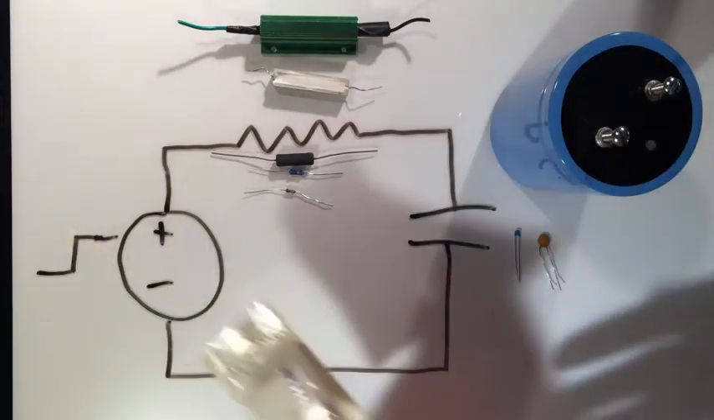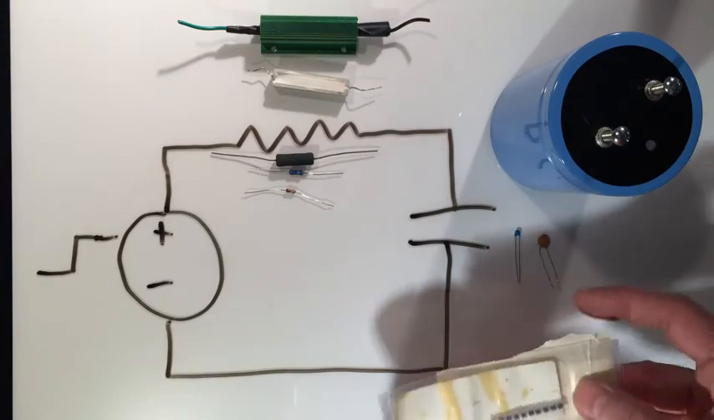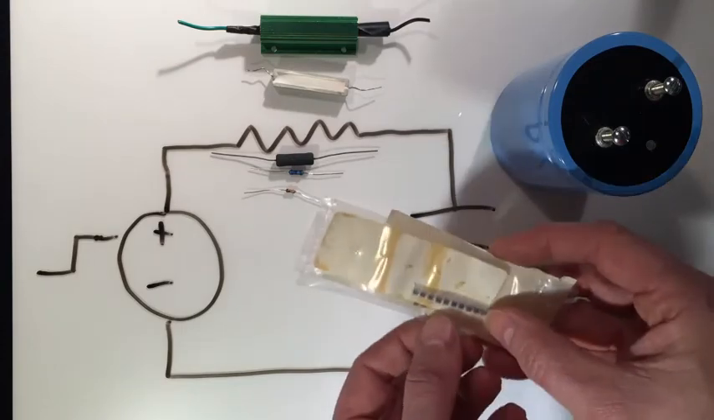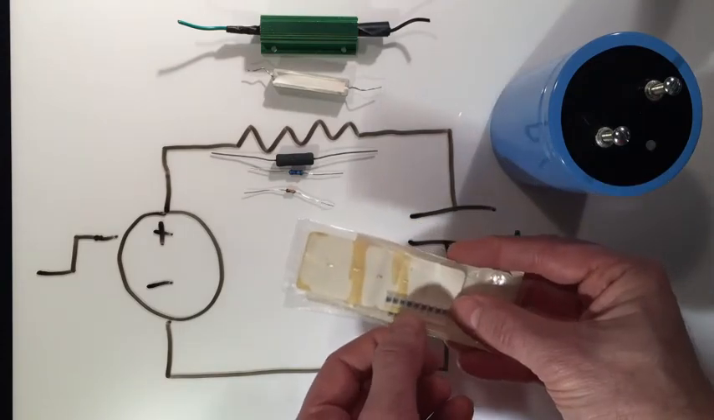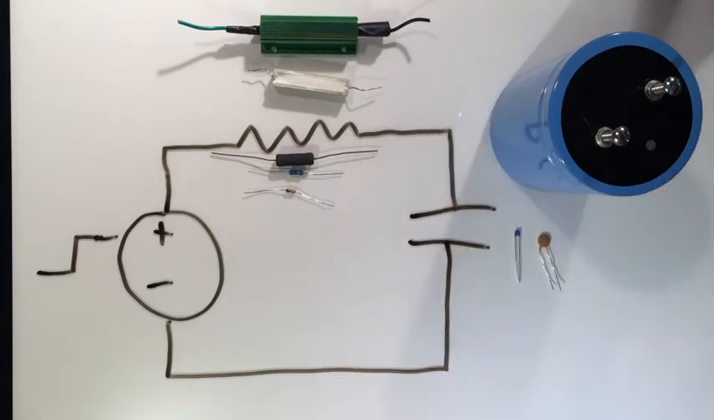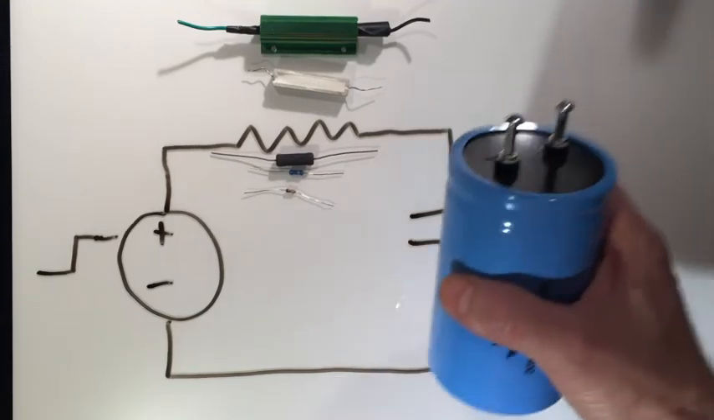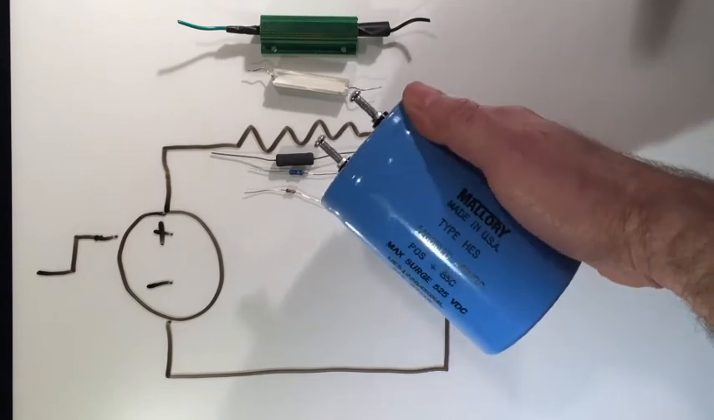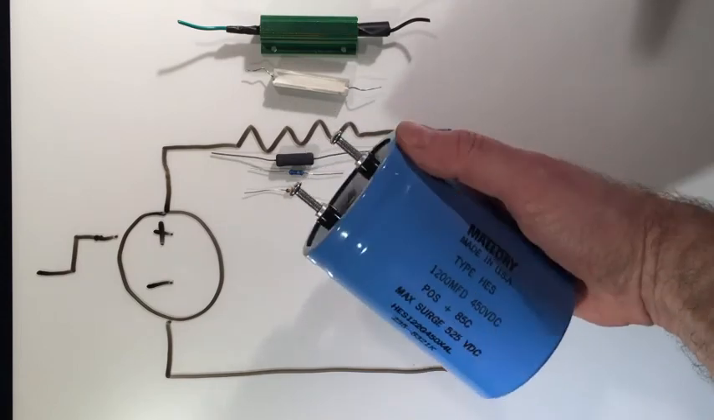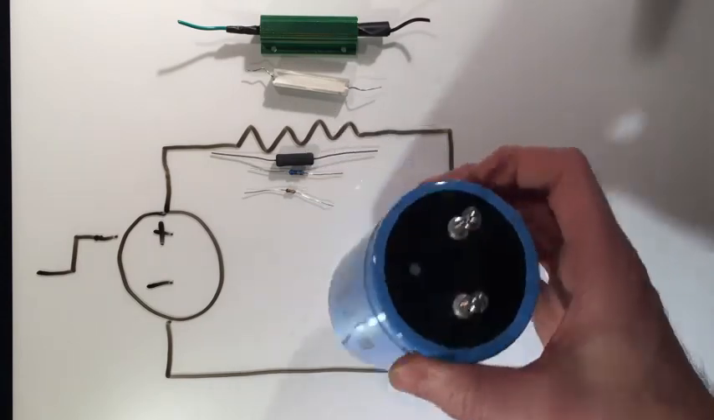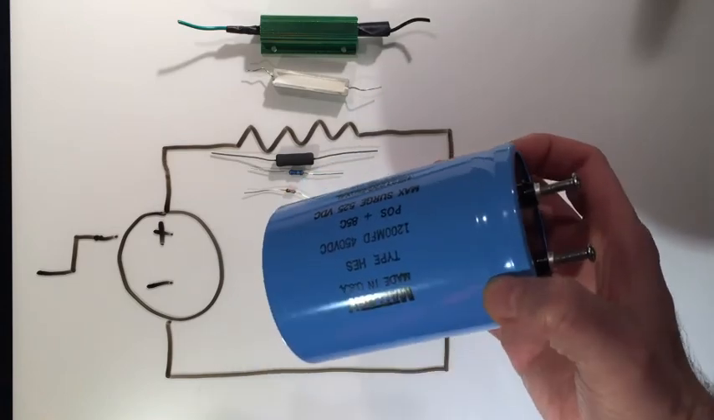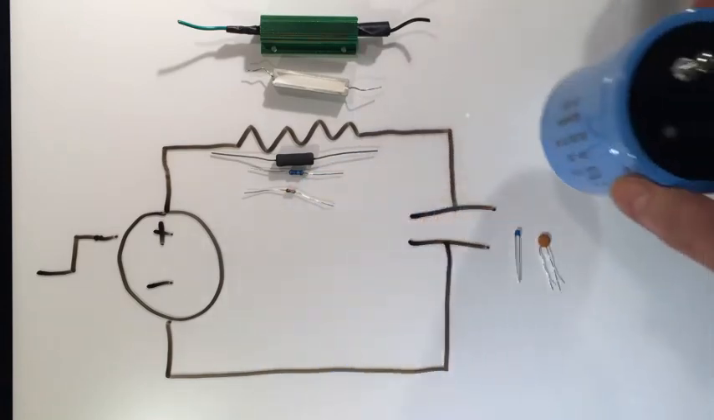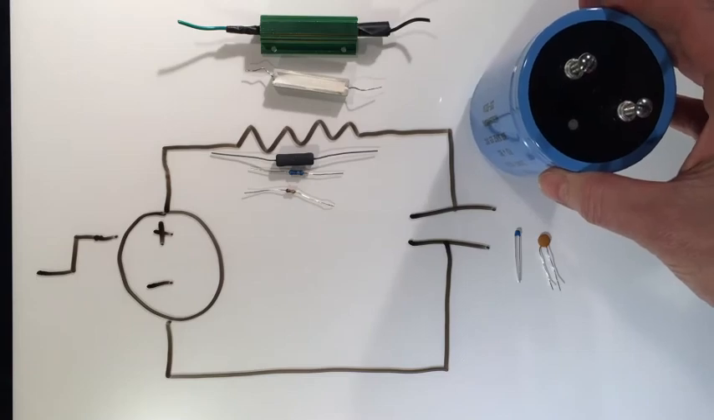Capacitors are also available in these surface mounts. So these little boxes right here are capacitors. And then we have this gigantic capacitor right here. It's a 450 volt capacitor, 1200 microfarads. That's something you might find in an audio power amplifier or a computer power supply, or some big scientific instrument.